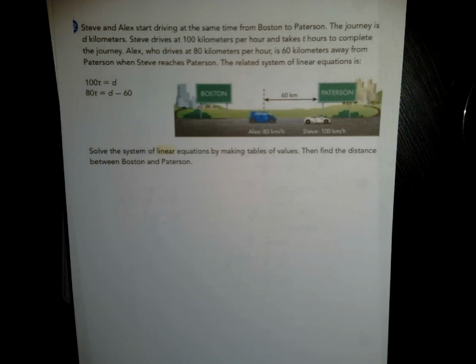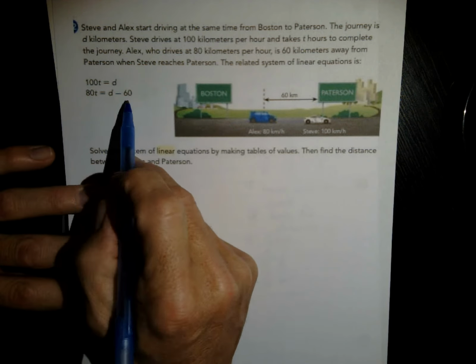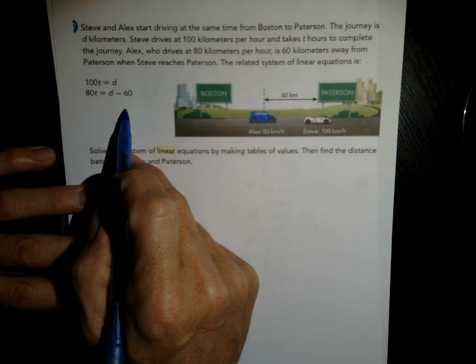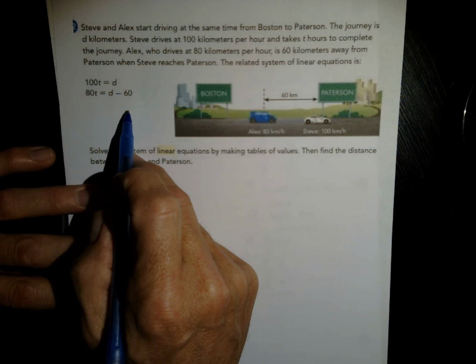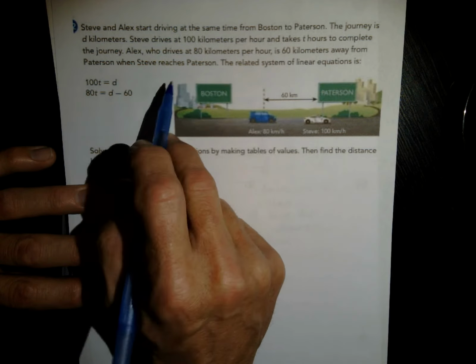All right, let's take a look at what we have here. We have two different equations describing two different people driving someplace. It says Steve drives 100 kilometers per hour and takes T hours to complete the journey.